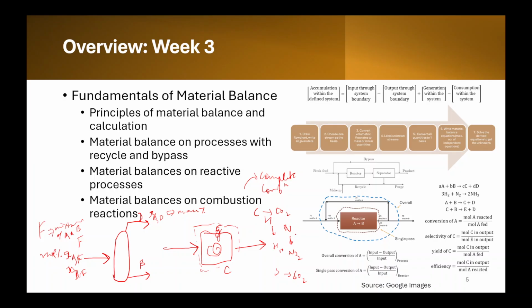So that is what the complete combustion is. And sometimes you add excess of oxygen or excess of air so as to combust your fuel completely. So you may also need to find the percent excess O2.